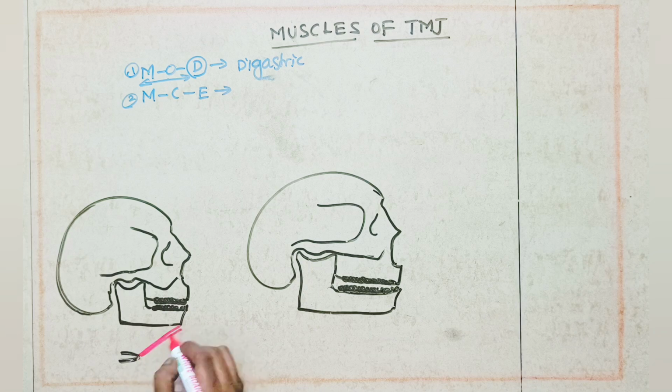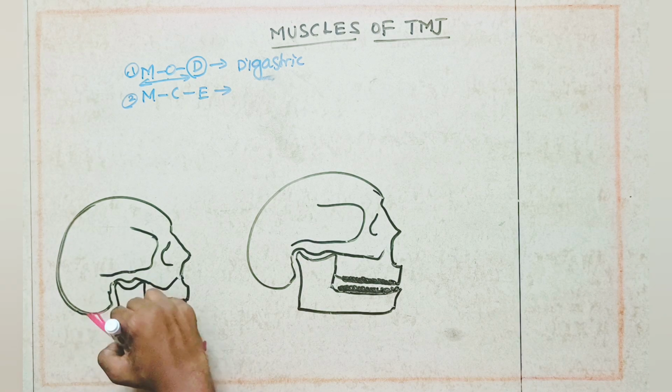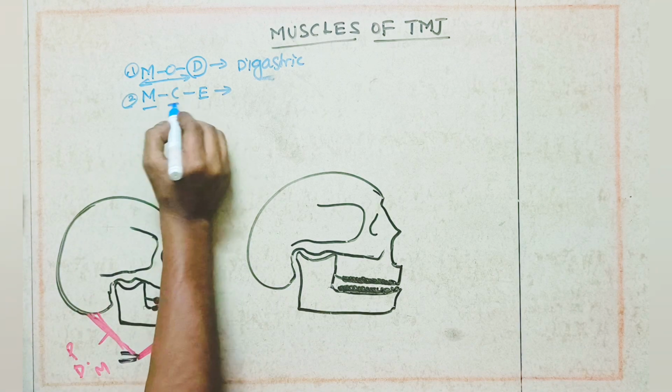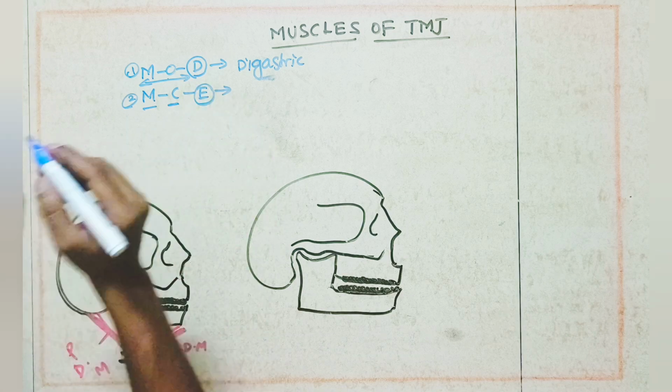Here we will have the anterior digastric muscle. This is the posterior digastric muscle. So the digastric muscle is going to be helpful for the mouth opening. If the muscle is pulling like this, the mandible moves, which means the mouth will open. This is the muscle.